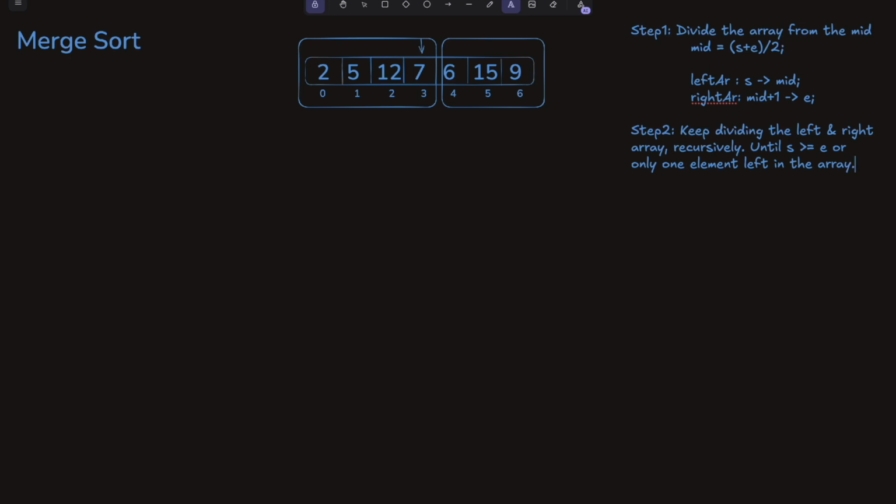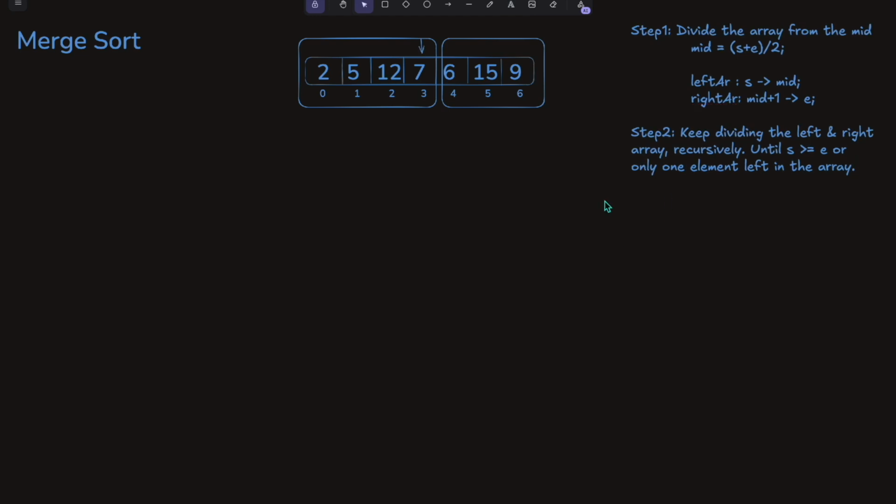When you say only one element is left in the array, that is hypothetical. We are not actually dividing the array, we will just change the start and end points in the array so that it keeps shrinking and you will have s equal to e. At that point of time you can say there is only one element left. We have already seen this in the quick sort technique in our previous video, so that is the same here.